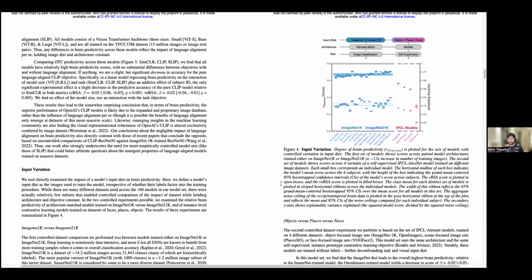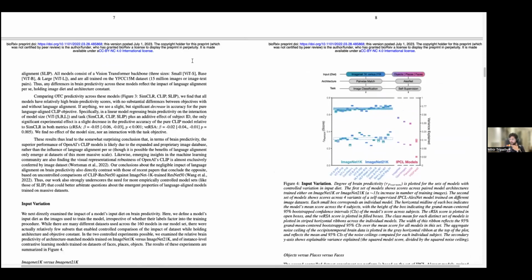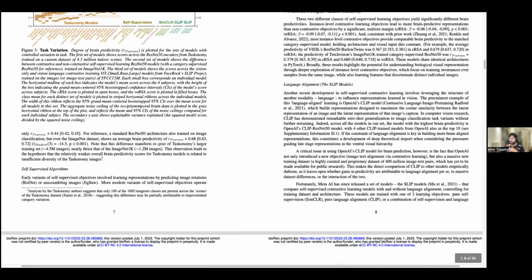So the quantity is not reflected in the increase in score that one might expect. Even when they compare language alignment, which I'm going to talk about. In comparing all the models with Meta AI, they also compared it with OpenAI's CLIP, and CLIP performed the best, which obviously has the language alignment.